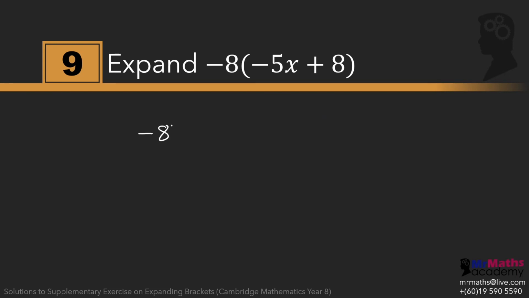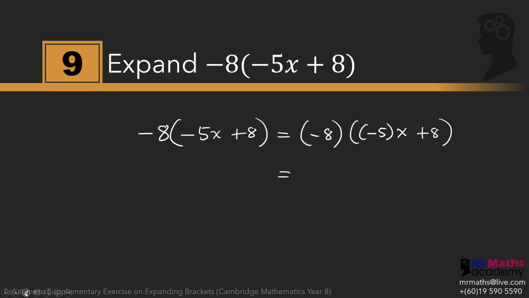Expand minus 8 times negative 5x plus 8. And as usual, as the previous question, I'm going to enclose the minus number inside its own bracket. So minus 8 is enclosed inside a bracket, and minus 5 again. Minus 5x, yeah, plus 8.